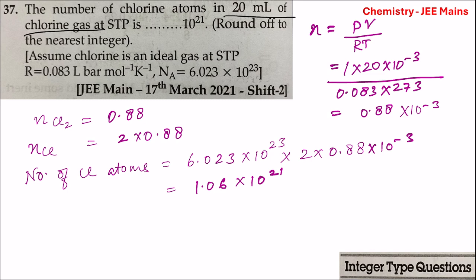The number of chlorine atoms in 20 milliliter of chlorine gas at STP is dash into 10 to the power 21. Assume chlorine is an ideal gas at STP. Value of R is given. Avogadro's number value is given.